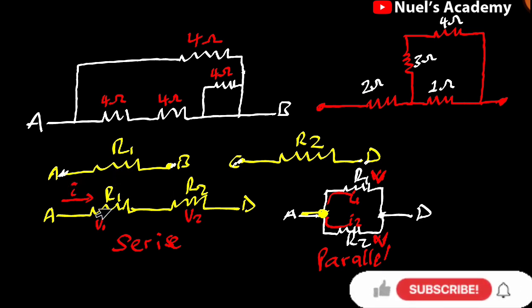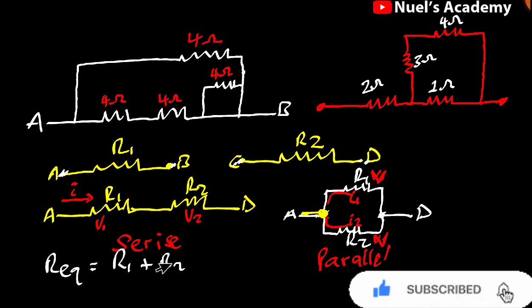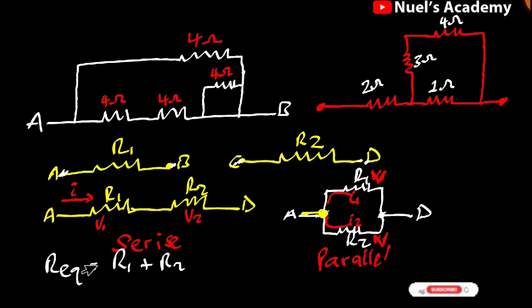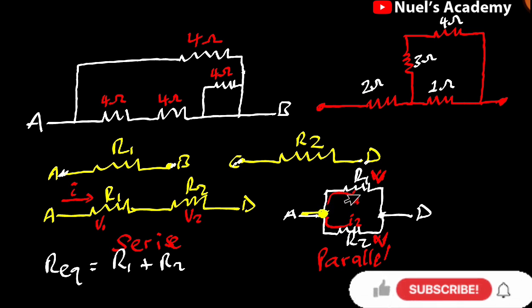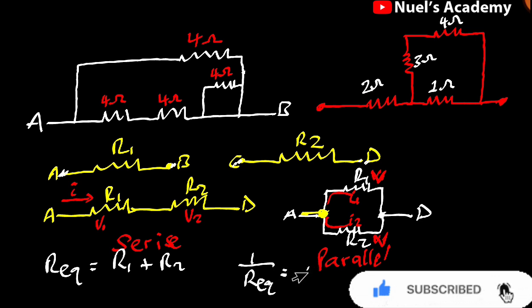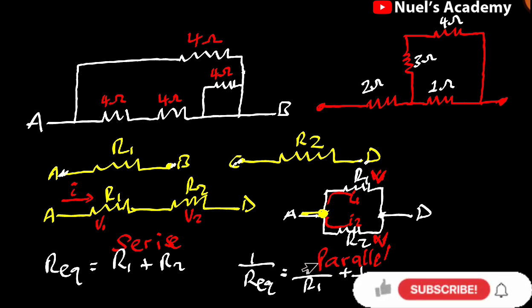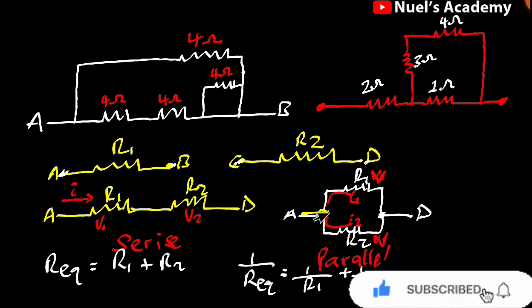in series. Now, for series connection, the equivalent resistance is given by R1 plus R2. Just the summation of all the individual resistors, that will give you the equivalent resistance. And then for the resistors connected in parallel, the equivalent resistance is given by 1 over the equivalent resistance equals 1 over R1 plus 1 over R2. That is the summation of the inverse of the individual resistors. That will give you the total equivalent resistance of the whole circuit.